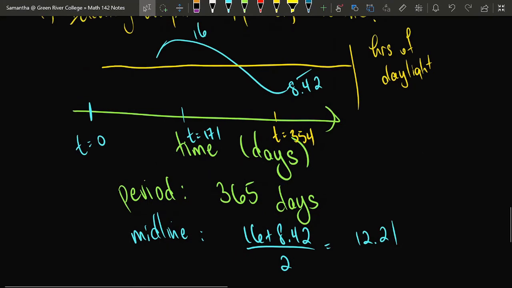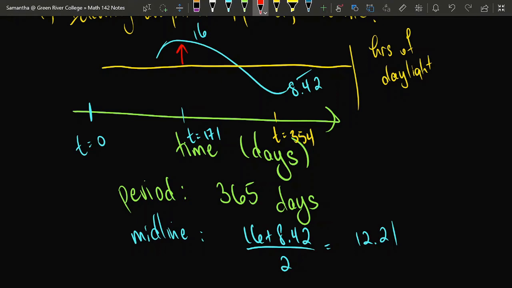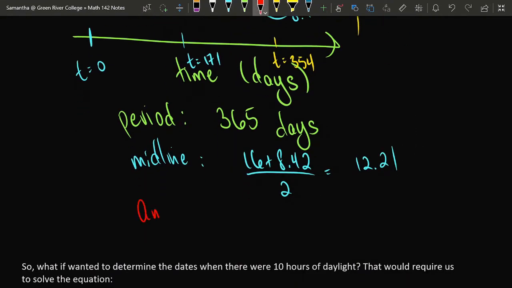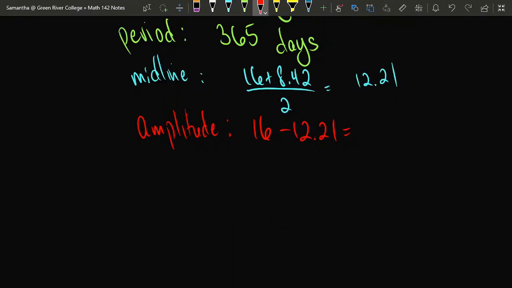Now what about the amplitude? The amplitude would be the difference between the midline and, for example, the maximum value. So let's figure out the amplitude by looking at the difference between the maximum value of 16 and the midline value of 12.21, which is 3.71 hours.